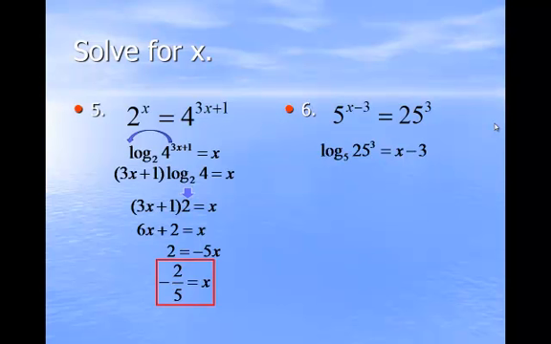Now we're going to evaluate this log in our calculator. Type this into our calculator as log of 25 to the third, close parentheses, divided by log 5, close parentheses. When you do that, you get an answer of 6. And to finish this off, we add 3 to get a final answer of 9.